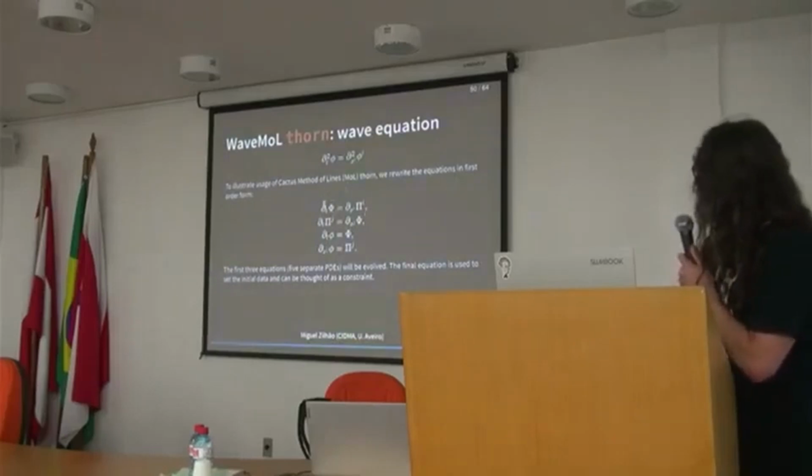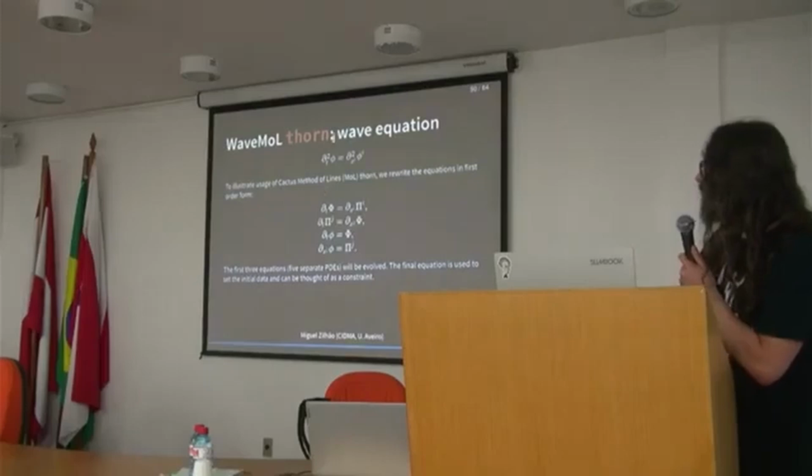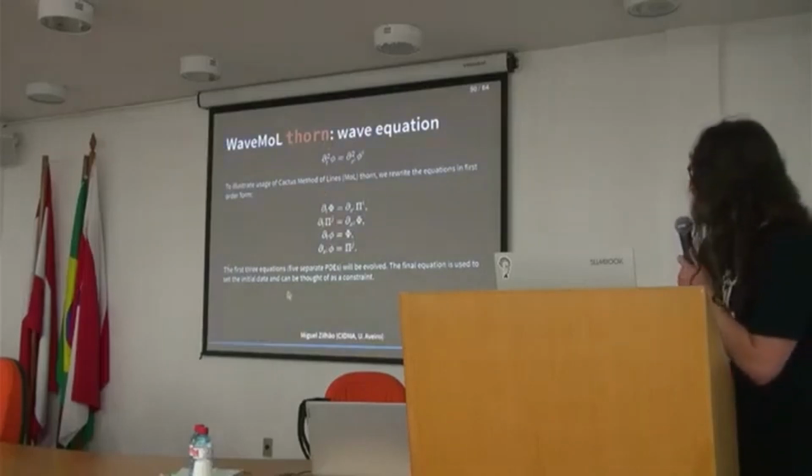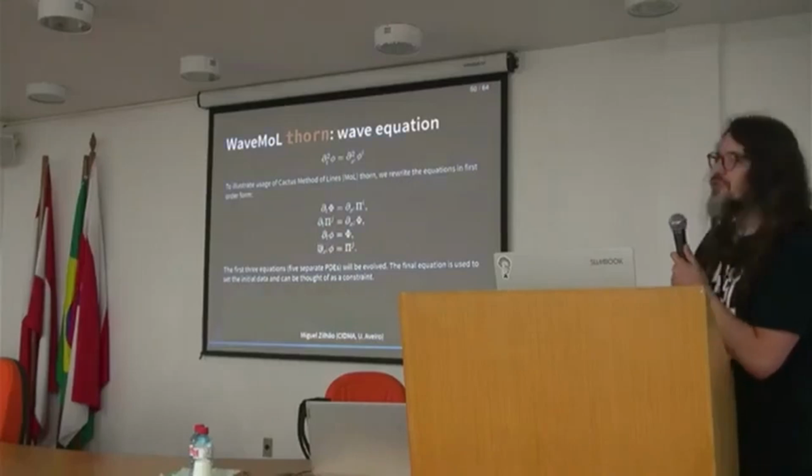So introducing these variables, we can rewrite this equation in this fashion, right? What we have here is nothing but the wave equation, the boring wave equation. So these first three equations, 1, 2, and 3, are the equations that will be evolved, and the final equation will play the role of the constraints.